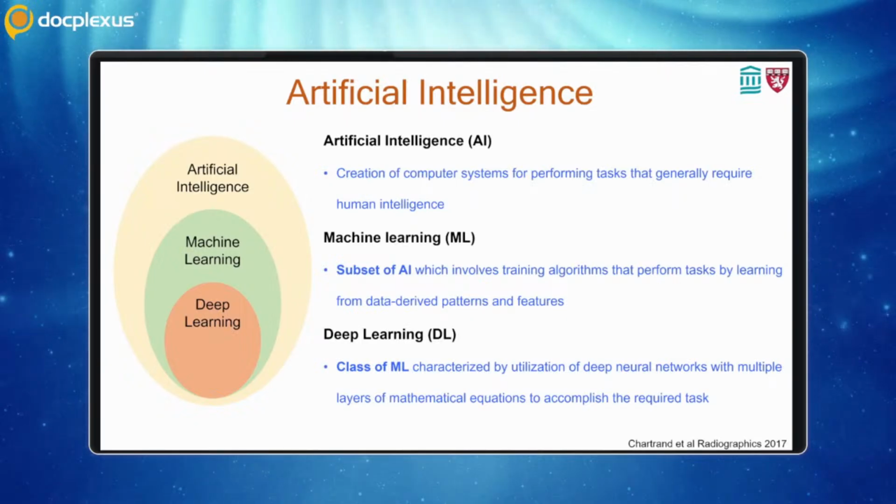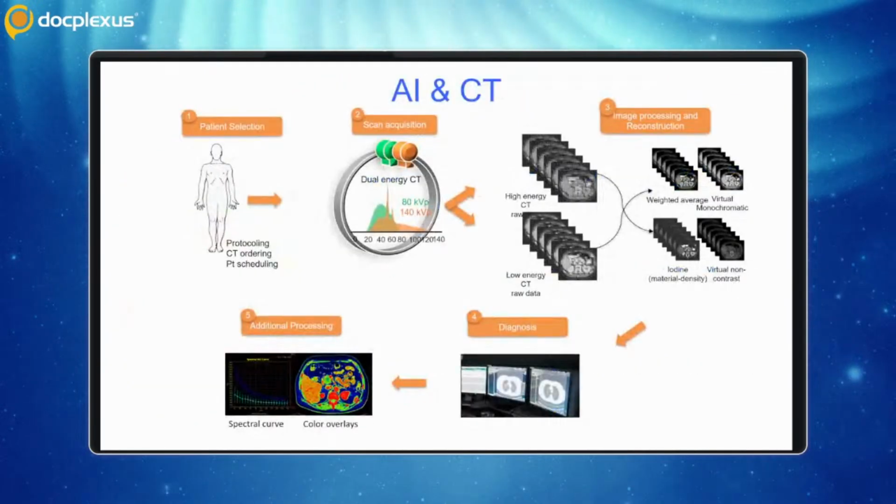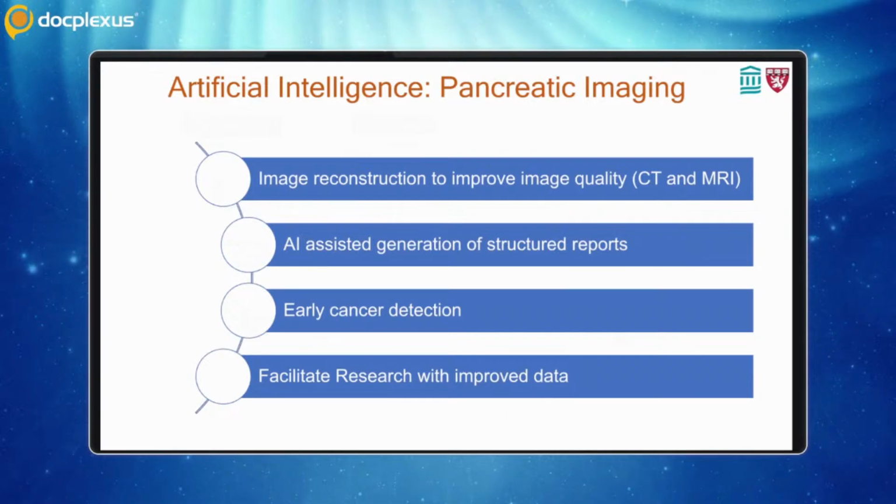Artificial intelligence has multiple different applications. If you look at the workflow in a patient who gets a CT, from a pancreatic imaging perspective, I think there are four important areas. One is to improve image quality through image reconstruction. Second is to generate structured reports. Third is early cancer detection. And fourth is to facilitate research with improved data.